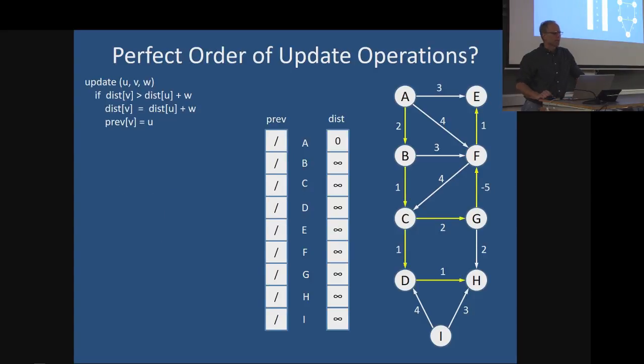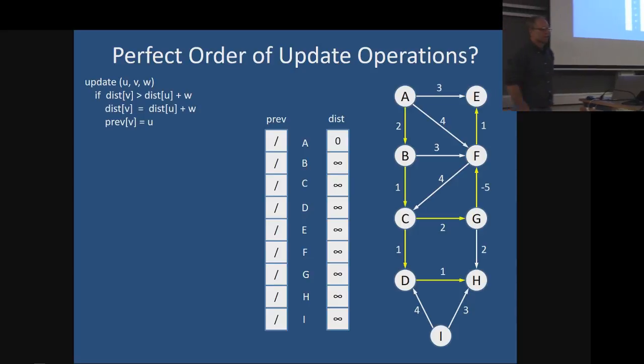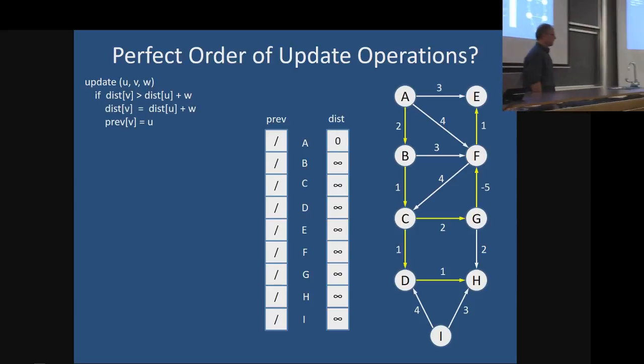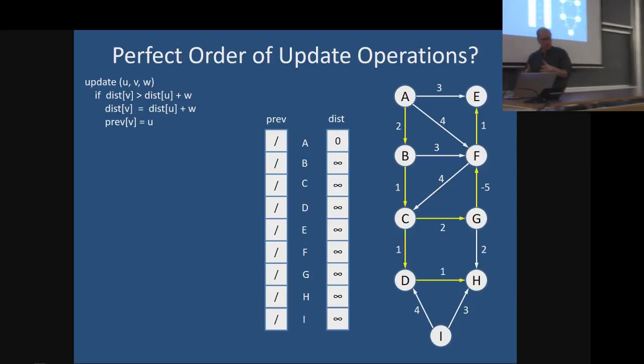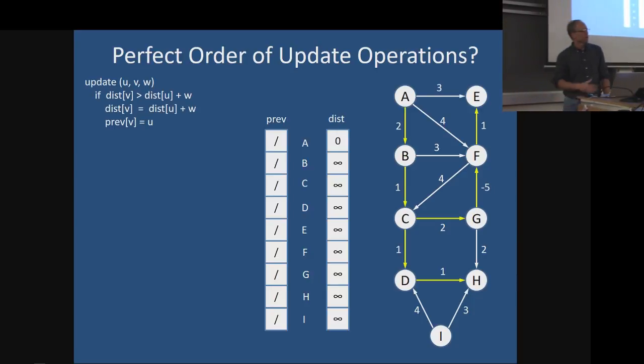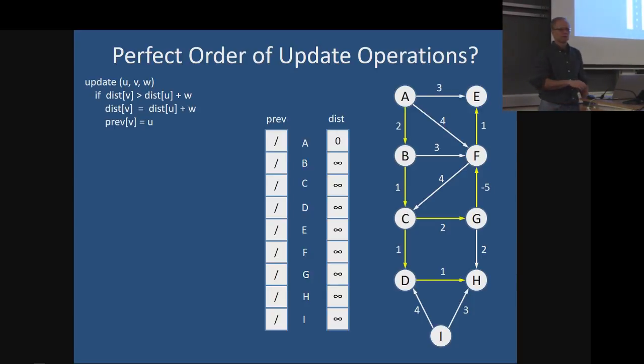Now, is there a perfect order? Suppose you knew in advance what the answer was. Someone asked you, what's the shortest sequence of updates I can do to get the right answer? And you sort of go to the side and solve the problem, and then report back what the right sequence of updates is. So what would be the right sequence here?